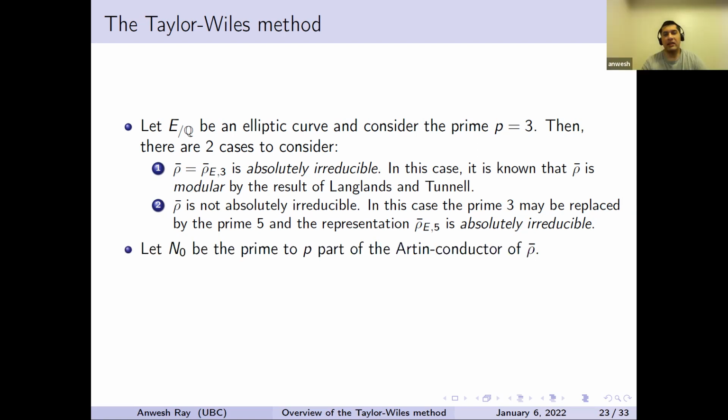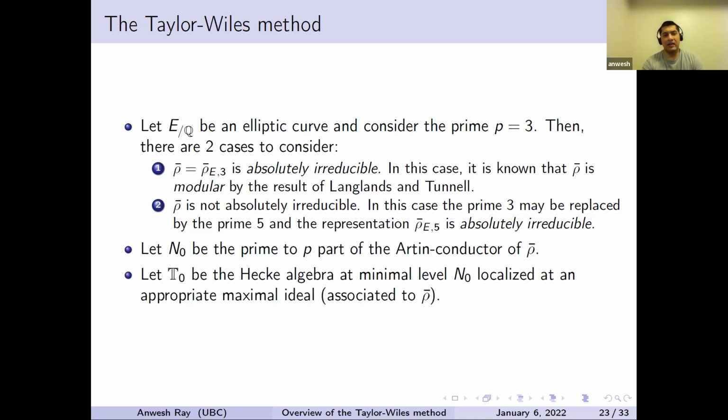Yeah, so let me talk about how this R equals T type of result is proved in the minimal case, and then the non-minimal case is a little bit more complicated. So I'll explain what I mean at this point. So N naught is going to be the prime to P part of the Artin conductor of Rhobar. So this is kind of like the minimal level you can get for any modular form lifting Rhobar. So it's called the minimal level for this reason.